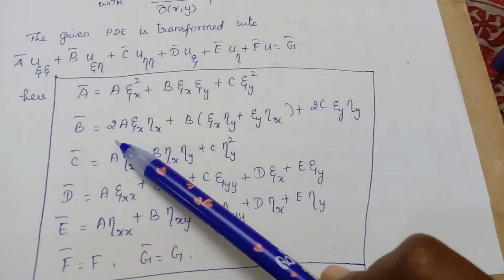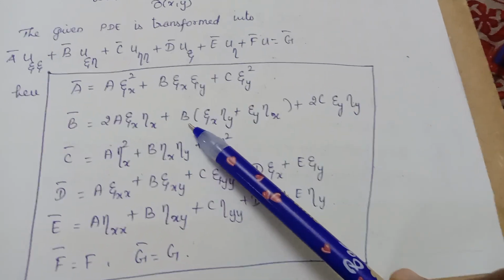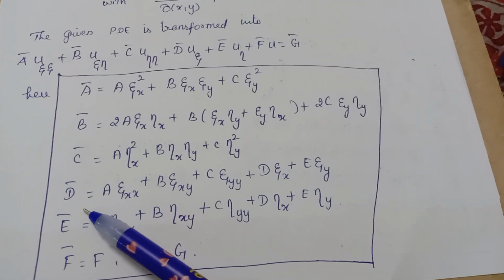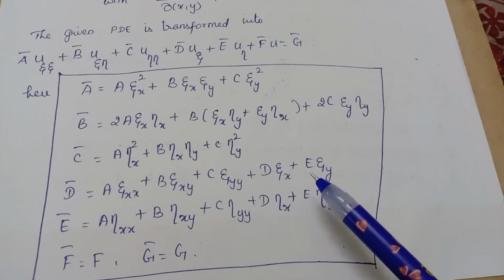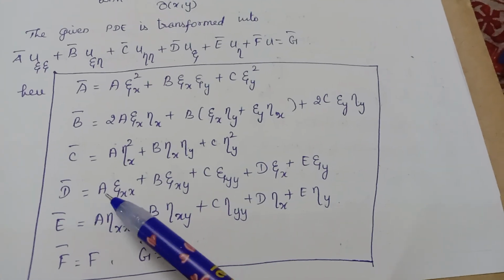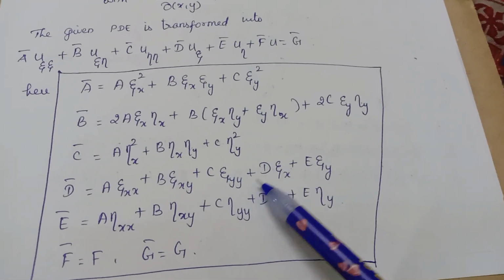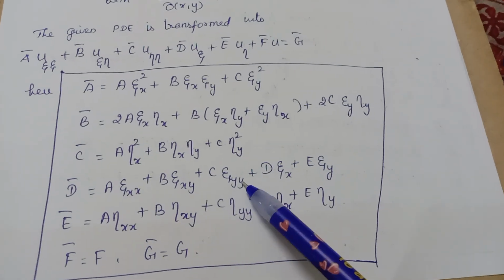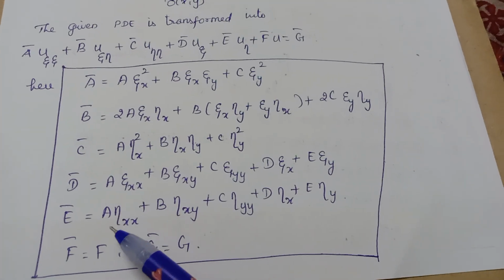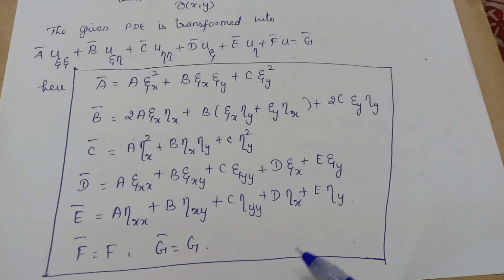So it is written as 2A psi_x eta_x plus 2C psi_y eta_y, and B into psi_x eta_y plus psi_y eta_x. And D bar contains both second order derivatives and first order derivatives of psi alone. For writing D bar, you write A, B, C, D, E; you start from psi_xx, psi_xy, psi_yy, psi_x, psi_y. First all the second order derivatives should come and then psi_x, psi_y. Similarly for E bar also, all A, B, C, D, E, so eta_xx, eta_xy, eta_yy, eta_x, eta_y.